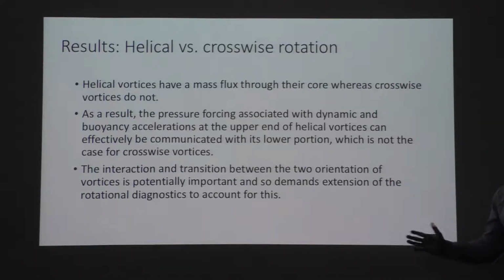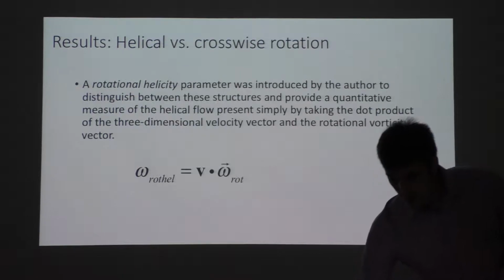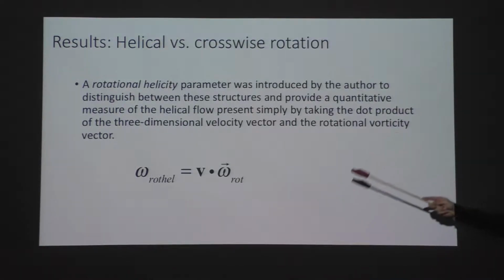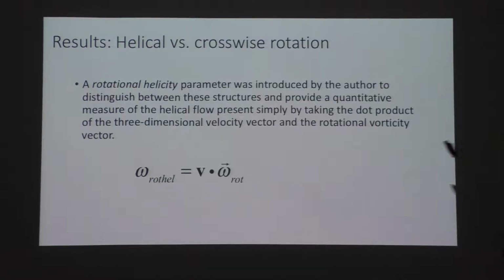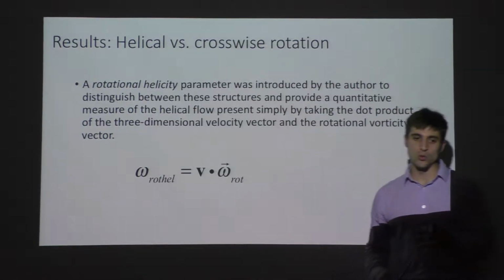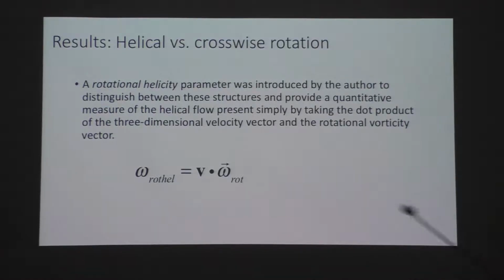So the interaction and the transition between the two orientations of vortices is important in supercells, and we'll look at this in a second. So using the rotational vorticity parameter as a basis, I simply took the dot product of that vorticity field with the velocity field, just in the same way as we calculate streamwise vorticity. But now, rather than getting the whole wealth of the information of the vorticity field, we now just have the rotational component of the vorticity field, and so we can define helical vortices, helical rotation, as opposed to just helicity.